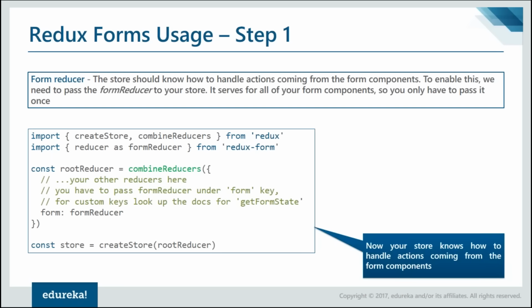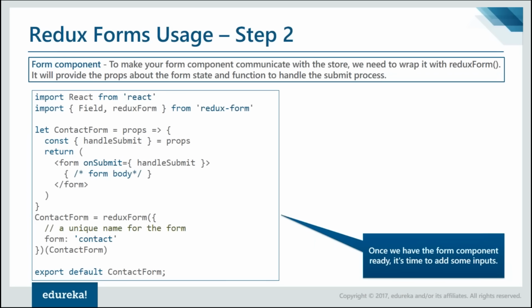So this is the first step. The first step is to enable the form reducer to your store, or to pass the form reducer to your store. Now we'll talk about the second step. What is the second step? It is the form component. So now we have the form reducer in place, which we are passing to the store. Now we have form components. To make your form component communicate with the store, we need to wrap it with Redux form.